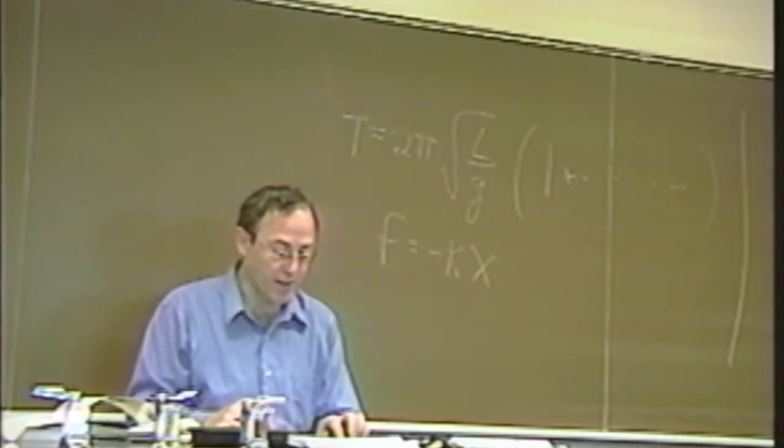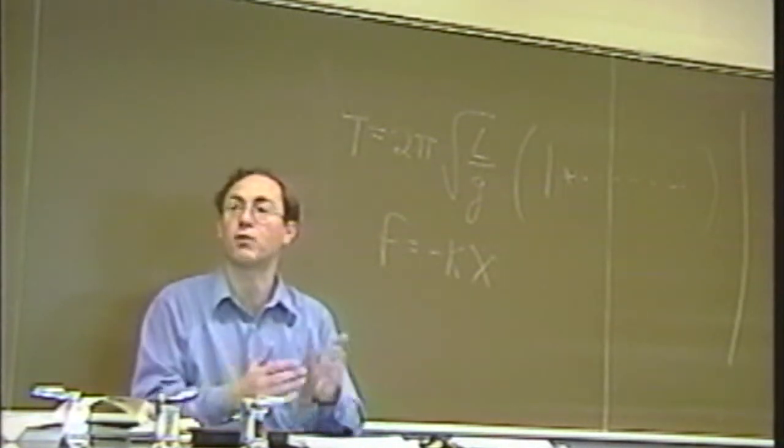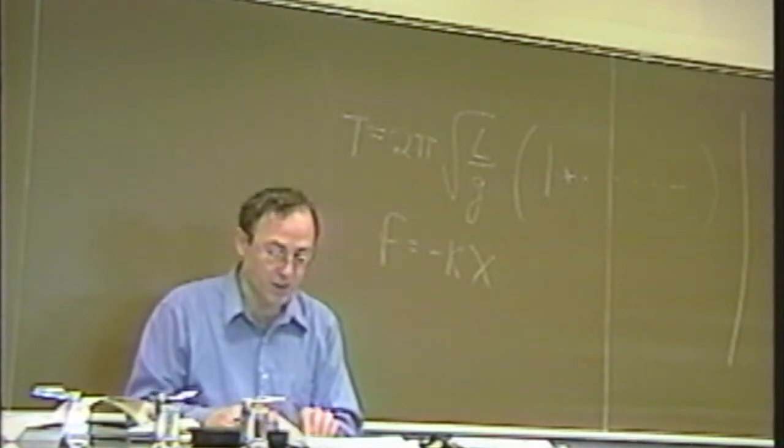You have F is equal to minus K delta X. That displacement, delta X, is X minus X0, depending on where you started from. Skip the part on the right-hand side about Young's modulus.